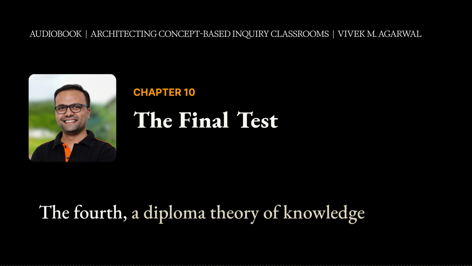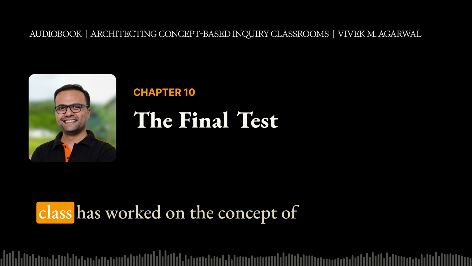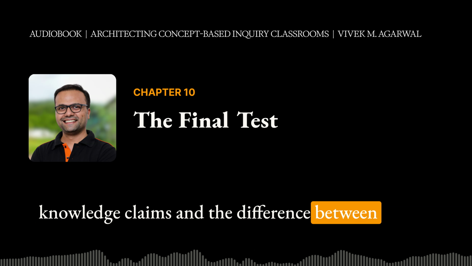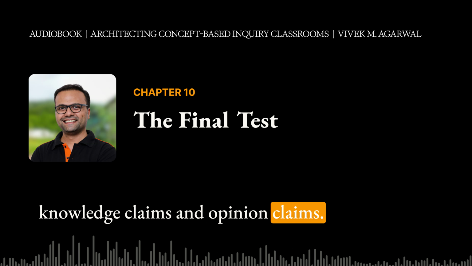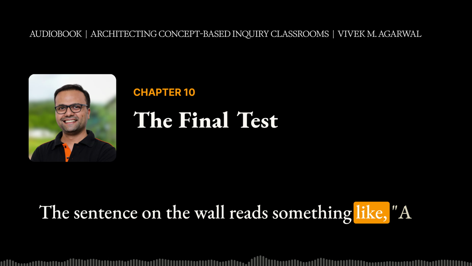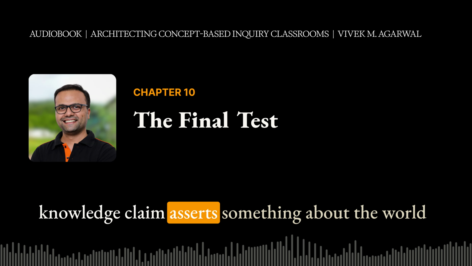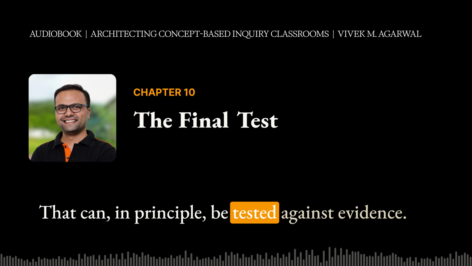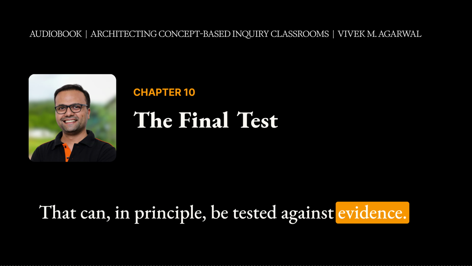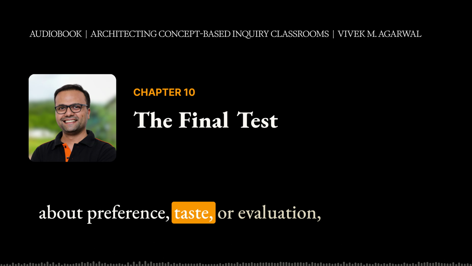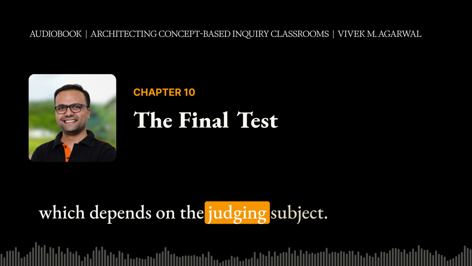The fourth, a diploma theory of knowledge class has worked on the concept of knowledge claims and the difference between knowledge claims and opinion claims. They have generalized. The sentence on the wall reads something like, a knowledge claim asserts something about the world that can, in principle, be tested against evidence. An opinion claim asserts something about preference, taste, or evaluation, which depends on the judging subject.